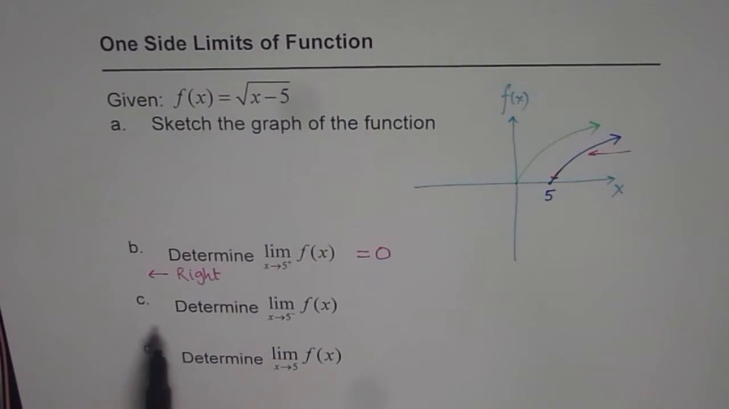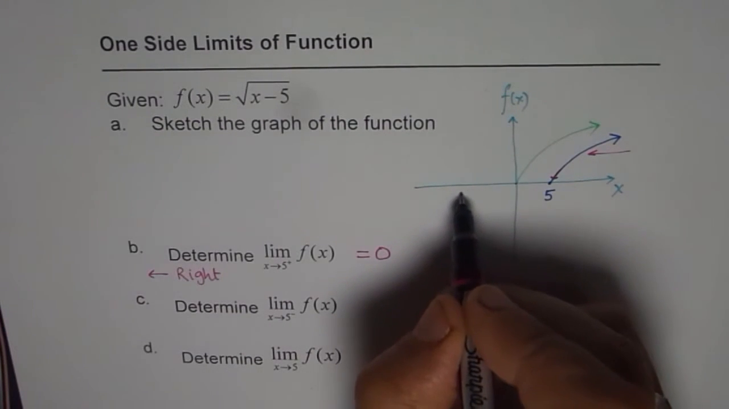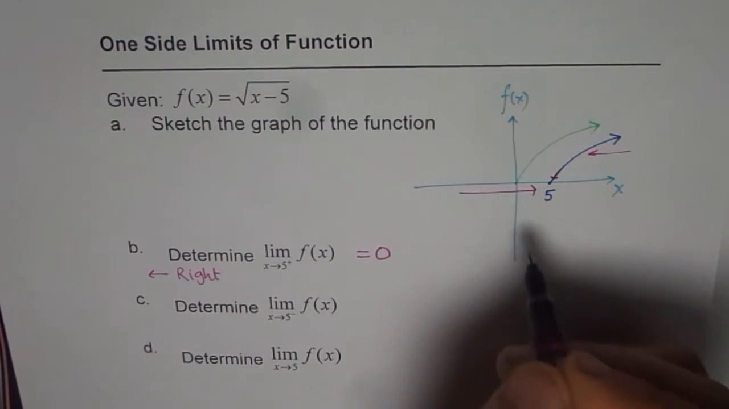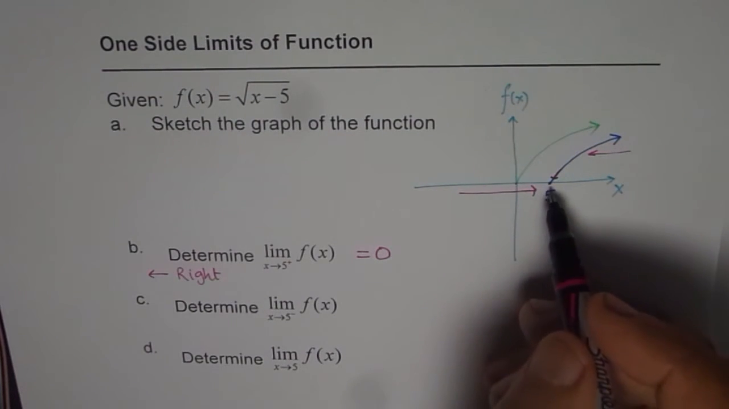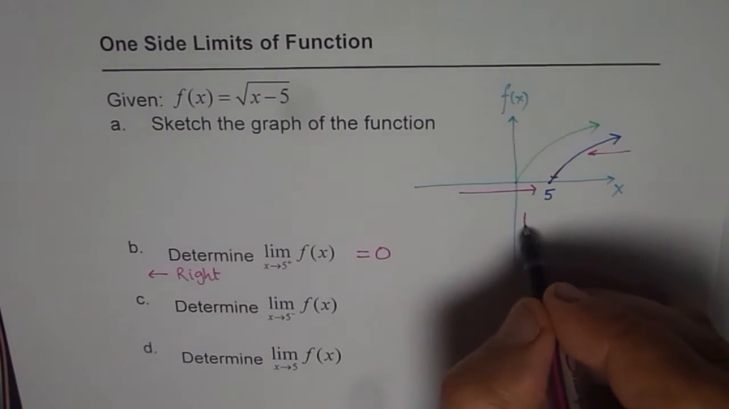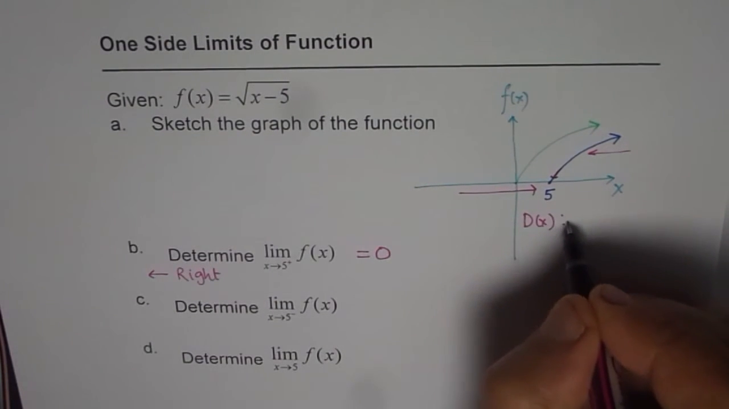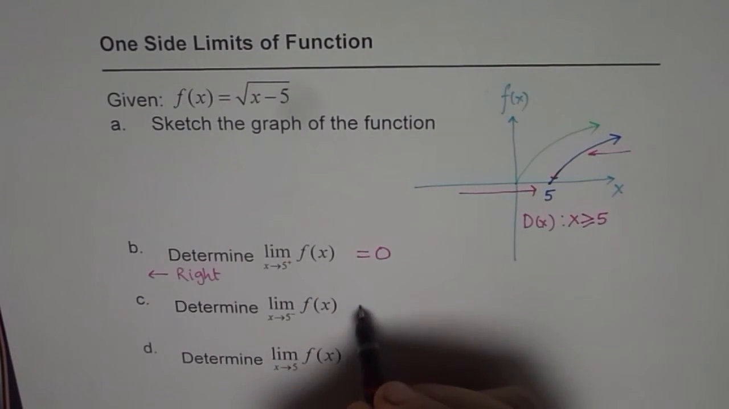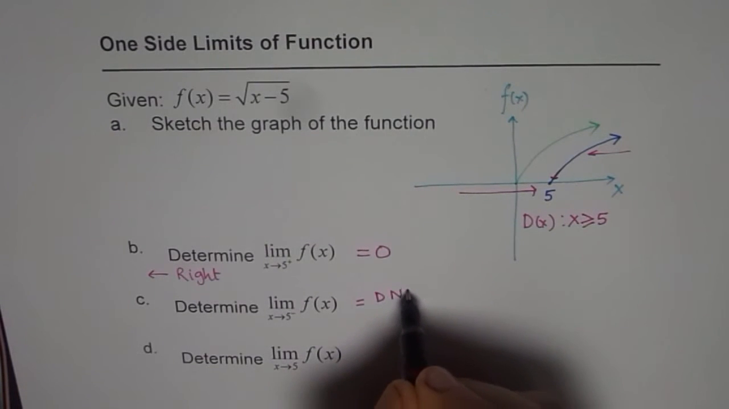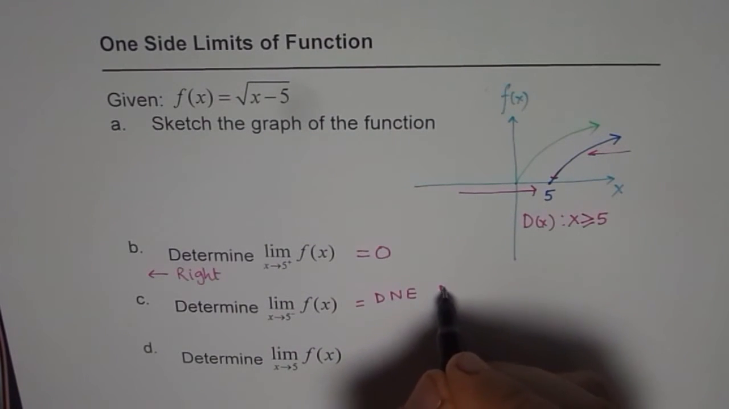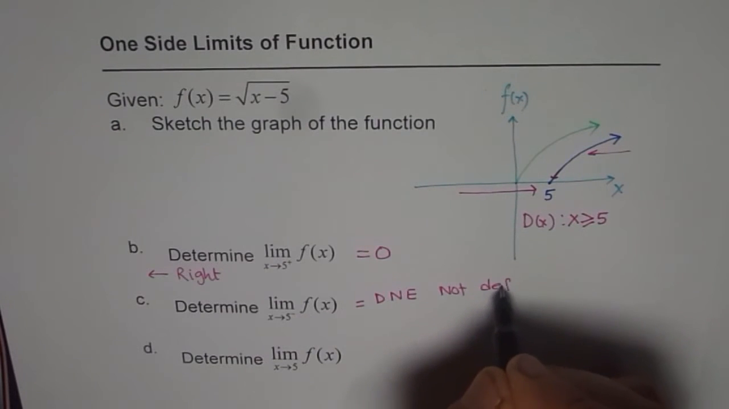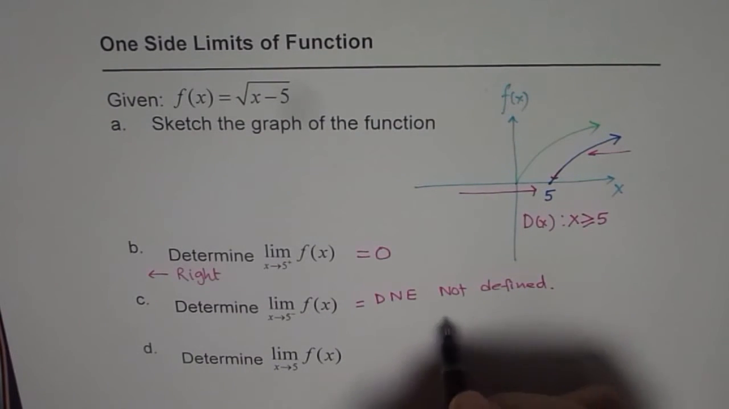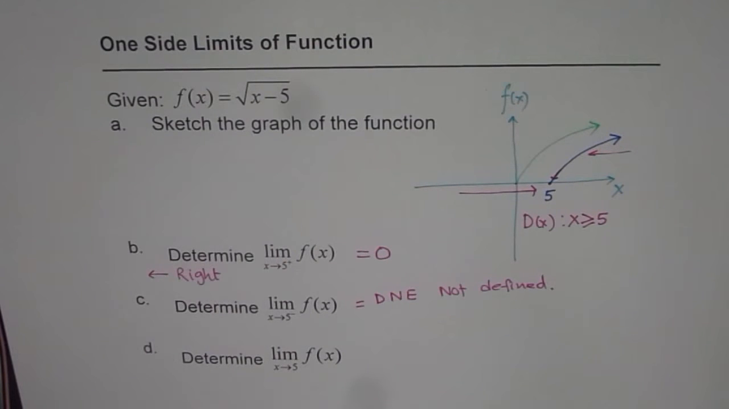Now the second part, which is part C here, determine limit of f of x as x approaches 5 from the negative side. That means you're approaching from this side. Now this side the function is not defined. Well, the domain of the function is that x belongs to real numbers and x is greater than or equal to 5, correct? So to the left of 5, it does not exist, right? So it is not defined, correct? It is not defined, or you can say it does not exist. Use the terms which you have been using in the class.